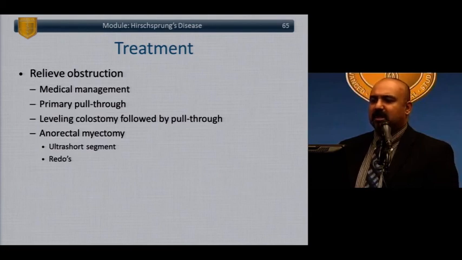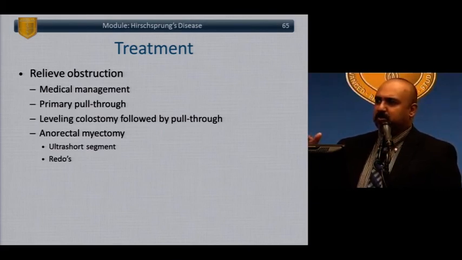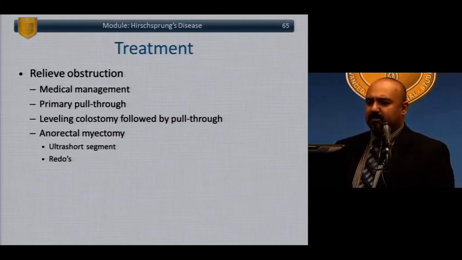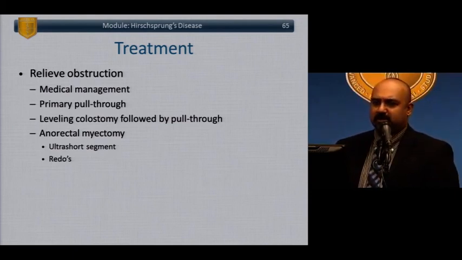So a leveling colostomy is basically you'll go in. Typically, we'll do this laparoscopically. We'll do multiple biopsies along the colon to find the level at which you find ganglion cells, so multiple frozen sections until you find the ganglion cells. You'll bring that out as a stoma, and that stays out, and then you can go back in and do a pull-through procedure at a later date. Ultra-short segment Hirschsprung's disease is very rare, but just doing a myectomy at this point may actually resolve that problem.